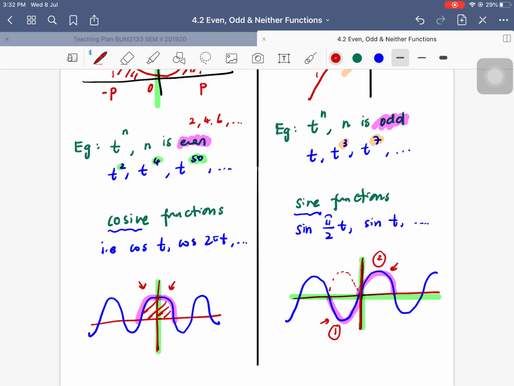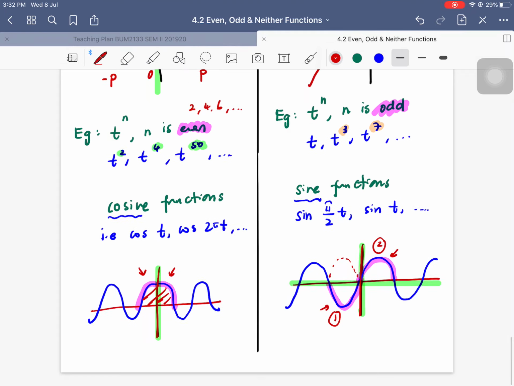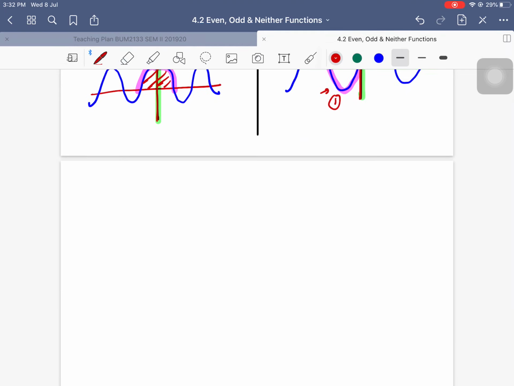So based on this, we know that cosine is going to be an even function and sine is going to be an odd function. So that is the definition and example of even and odd functions.